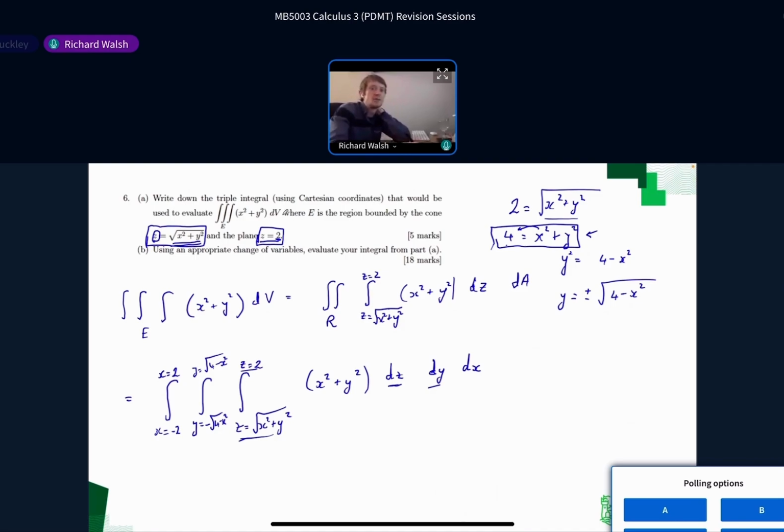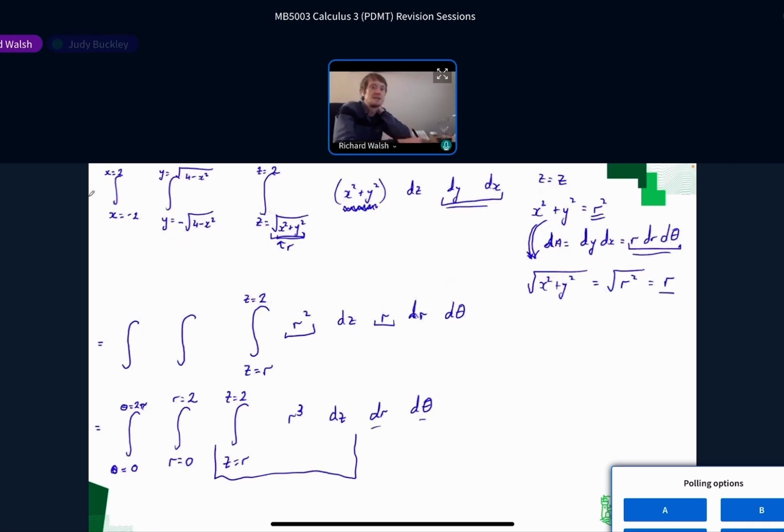No, so part A said write down the triple integral using Cartesian, right? Cartesian is x, y, z's. So that's why I did this. This was the answer to part A. In part B, it says using an appropriate change of variables. The appropriate change of variables in part B is to change it to cylindrical because of the x squared plus y squared in it. So the answer to part B starts here. Okay, super, thank you. The change of variables is from Cartesian to cylindrical variables. Okay. All right.